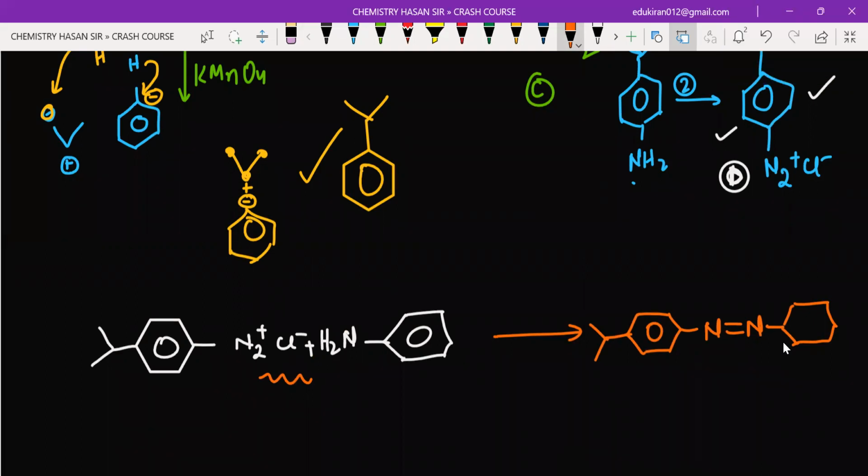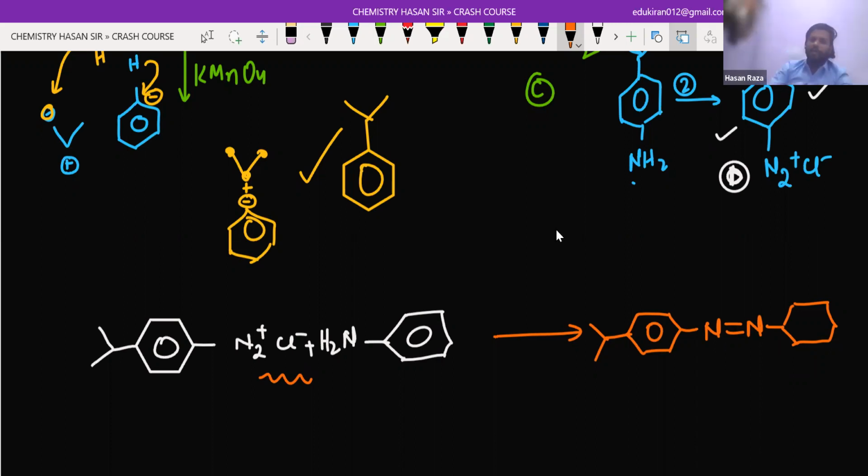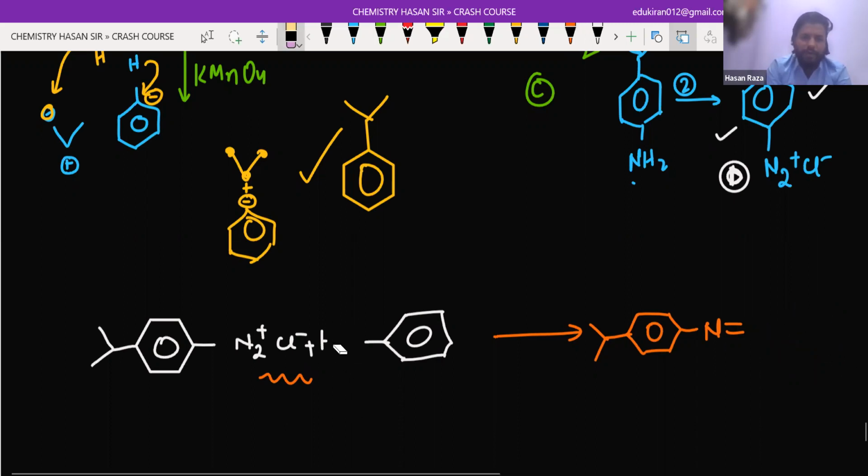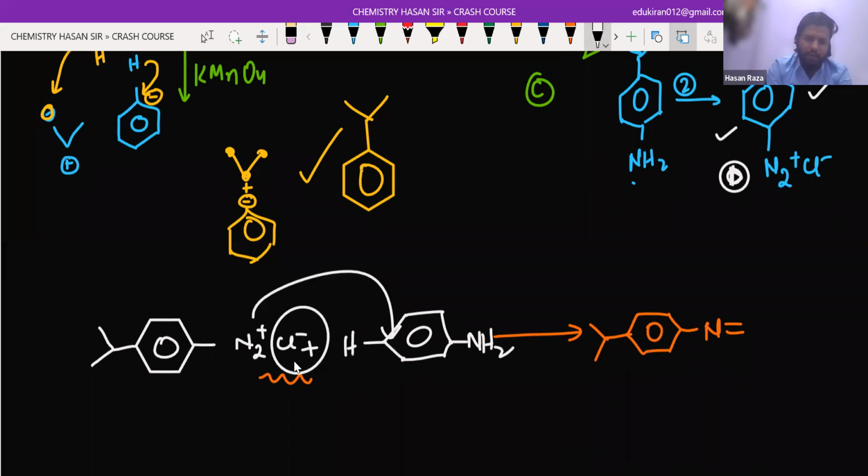So this is your coupling reagent. After seeing the reagent, you have to know what type of reaction it is going to show. Oh, wait a minute, I just did it wrongly. N2 plus is there. Wait a minute, please. So this is plus and then NH2 is there. So they will combine together to form like this. There is a hydrogen, so that will be out and the rest of the part is as it is. This NH2 will be retained here. So this will be the product. And it's a very important reaction. Please do let me know when you are done with this.